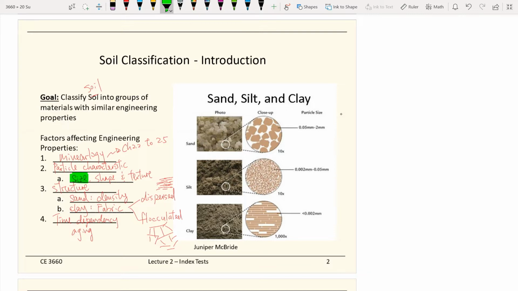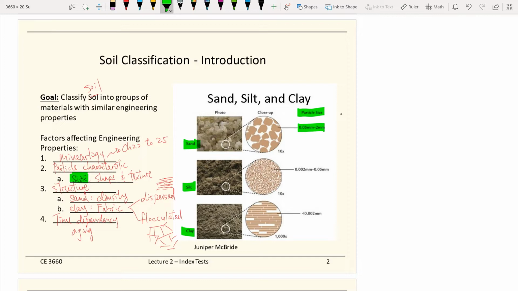So in the picture on the right-hand side, we have three different main types of soil: sand, silt, and clay. If you look at the particles of sand, you will have the largest size among the three different types. It's about 0.05 millimeters to 2 millimeters. If you have that size, we classify that as sand particles.